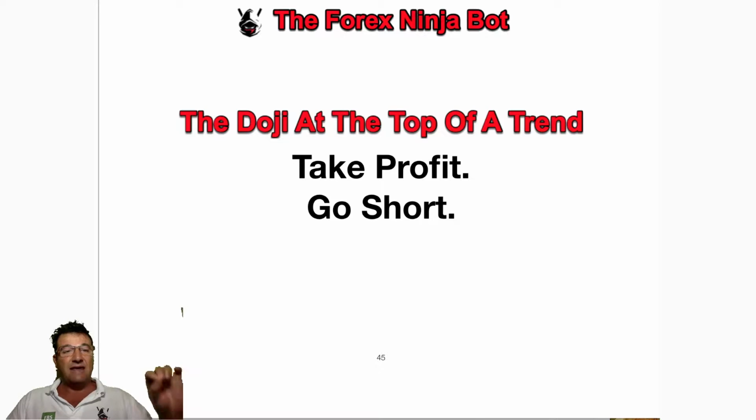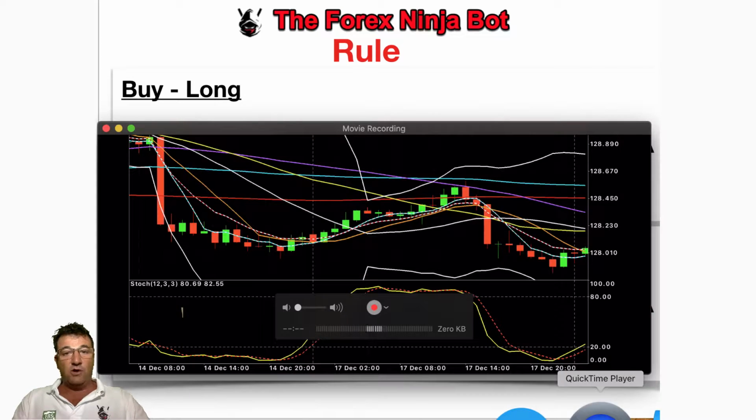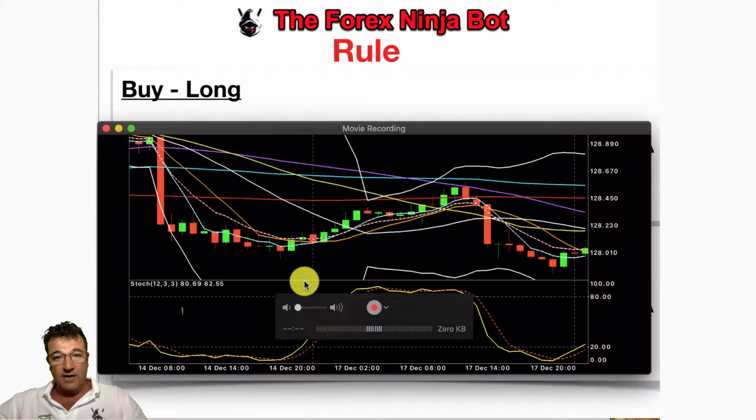Now, I don't only use the doji. I like to use another indicator to confirm whether the doji is accurate. I like to use what is called the 8 exponential moving average. If we look at the chart, the 8 exponential moving average is the red and white dotted line which we created when you set up your charts.